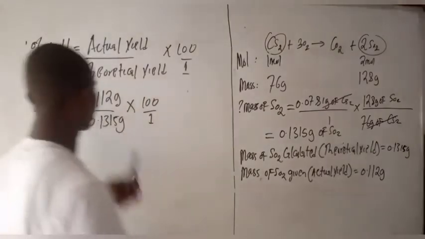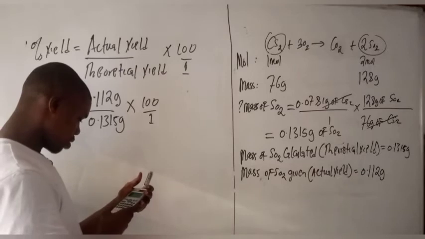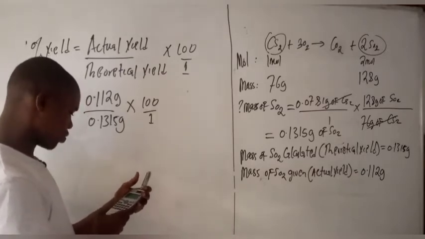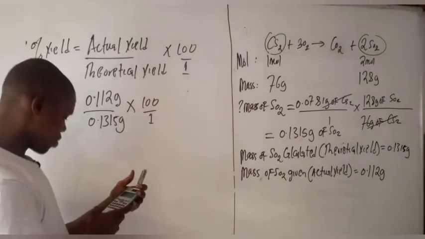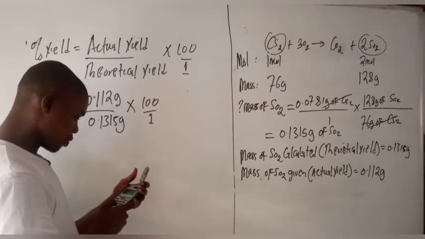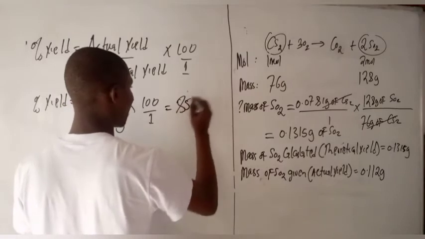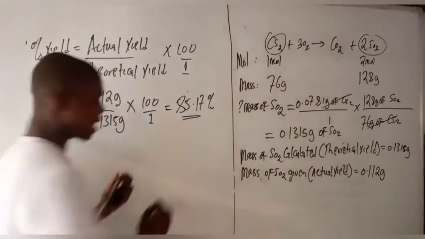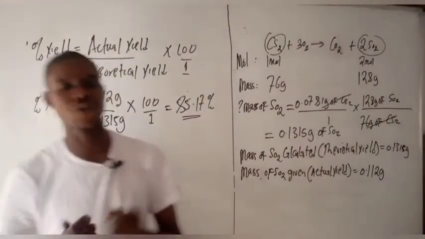So punch your calculator and get your answer: 0.1112 times 100 divided by 0.1315. Then we have 85, so it's going to be 85.17%. So this is my percentage yield. You get? So that is how to solve it here.